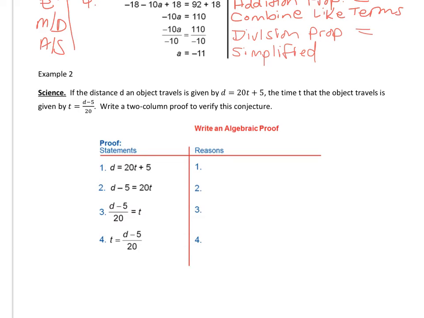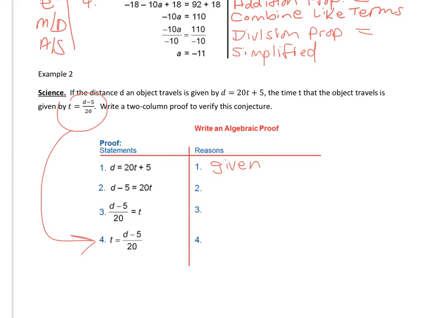Okay, so the very first information we've been given is this equation right here, d equals 20 times t plus 5. And so we would restate that in the first row. We always restate the given in the first row, or multiple rows actually. You could be given a lot of information, and the justification is that that's been given. And the very last row is going to be what you're trying to prove. What you're trying to prove is always going to be the bottom of that proof.